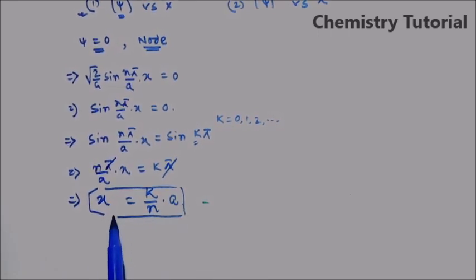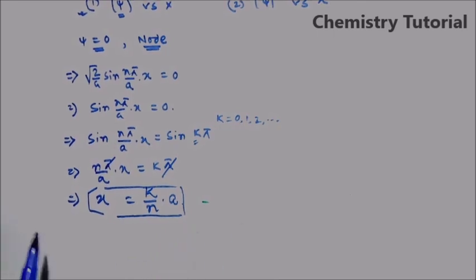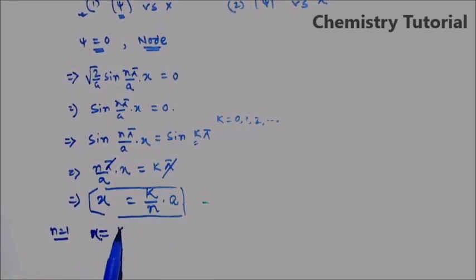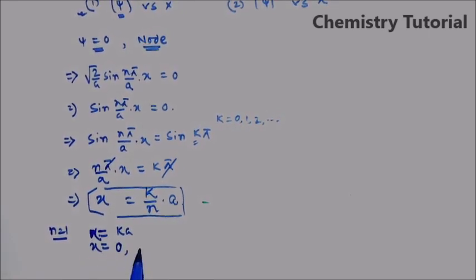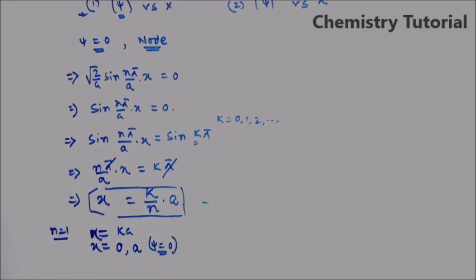So we'll see the different points where the wave function will be 0 for different quantum numbers. Suppose for n equal to 1, x will be k a. That is, for k equal to 0, x equal to 0. When k equal to 1, x equal to a. That is, at x equal to 0 and at a, the wave function will be 0. That is, there is a node inside the box.